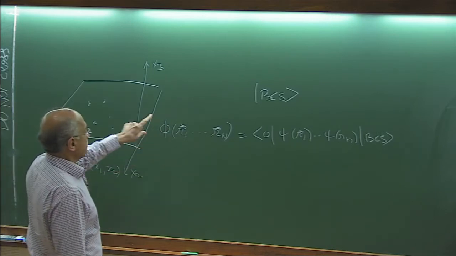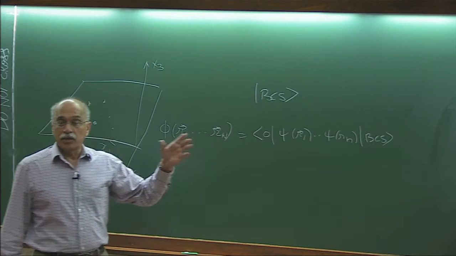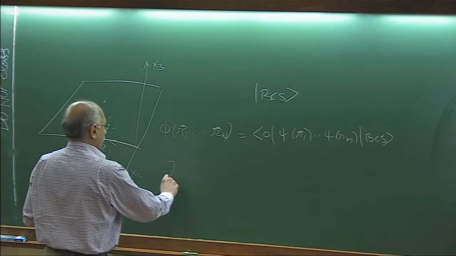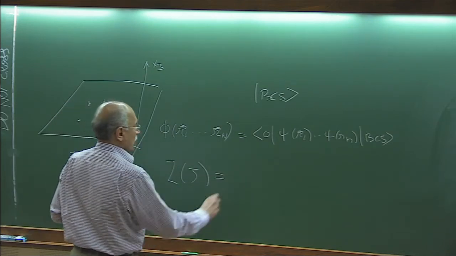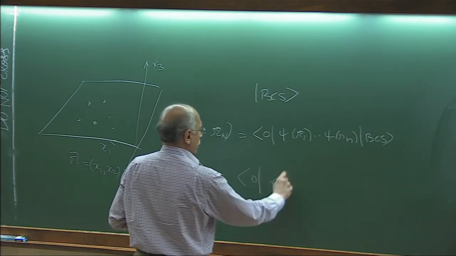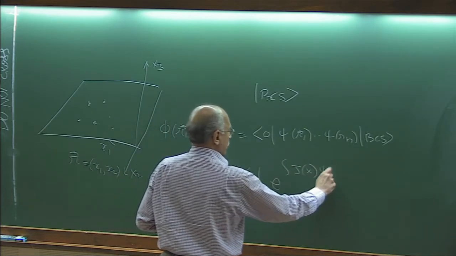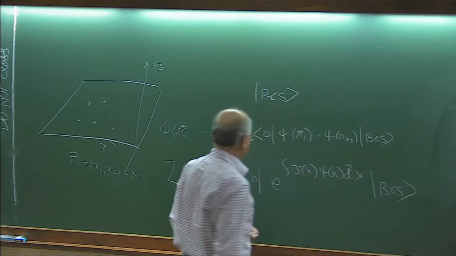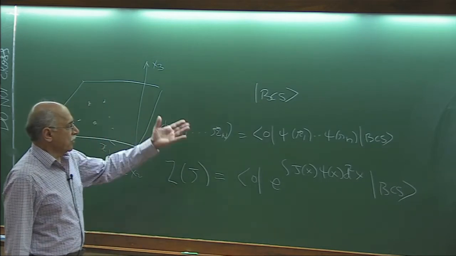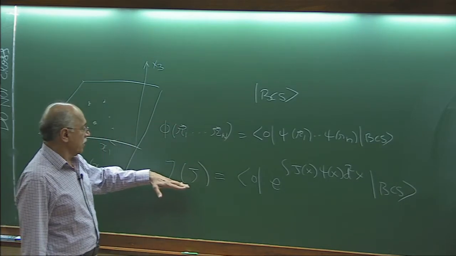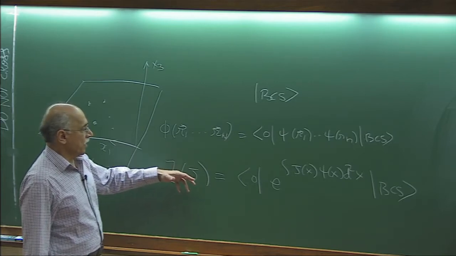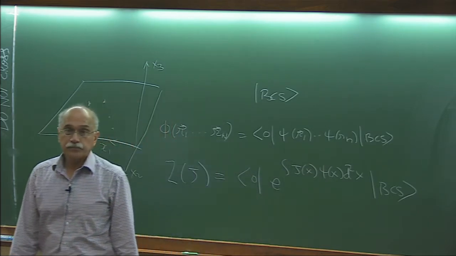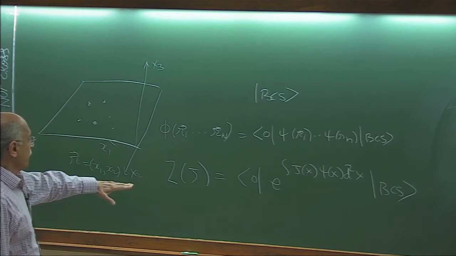Now, for a problem like this, where n is not fixed, and I have any n in this problem, it's more useful to define a generating function, which is the vacuum, integral of j of x, psi of x, d2x, acting on the BCS state. Because if you take this, you have assembled all the possible wave functions into a single entity. You take derivatives of this with respect to j and put j equal to 0, you will bring down powers of psi and you will extract the wave function. All right, this is the first thing.